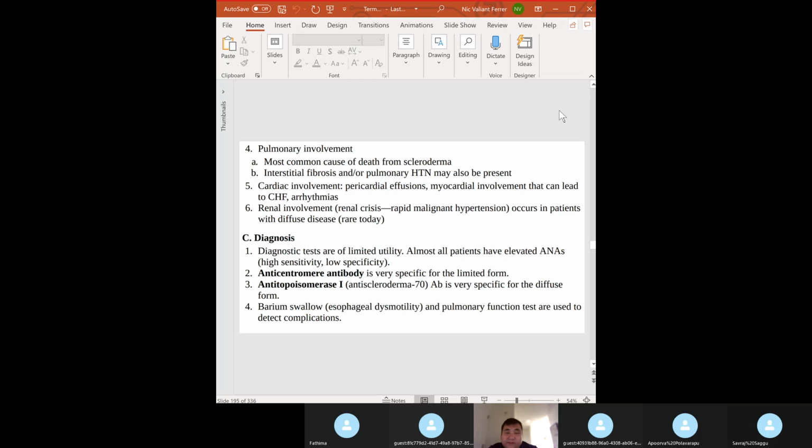How are we going to diagnose them? SS, systemic sclerosis, high-yield anti-centromere antibody. Very specific, and you have this anti-topoisomerase 1, your anti-scleroderma 70, right?